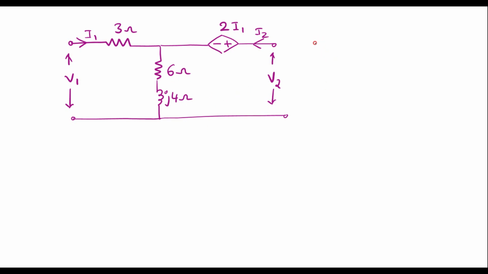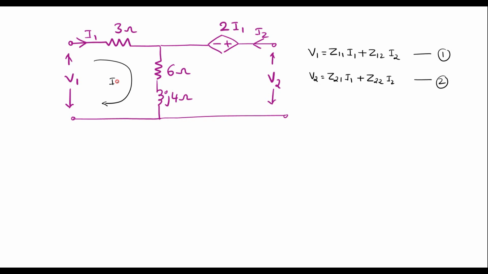The Z parameters are defined as V1 is equal to Z11 I1 plus Z12 I2, and V2 is equal to Z21 I1 plus Z22 I2. So these are the basic equations of Z parameters. I will call it equation 1, and this equation 2. I will solve this using a very simple method. Here V1 is the input voltage, V2 is output voltage, I1 is input current, I2 is output current. Assume the current in this loop is I1, flowing here, and current in this loop will be I2, flowing here.